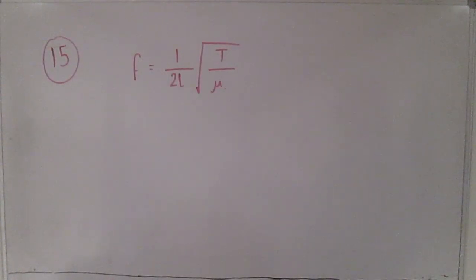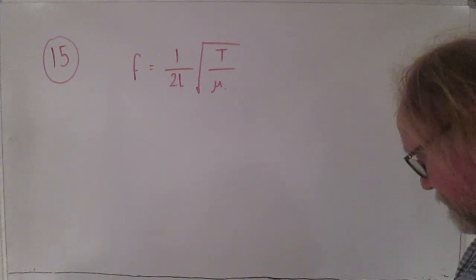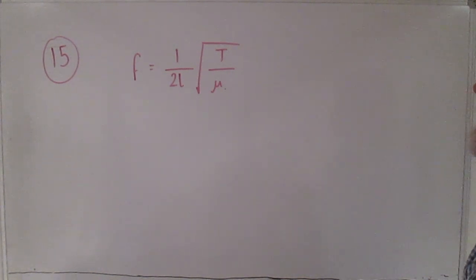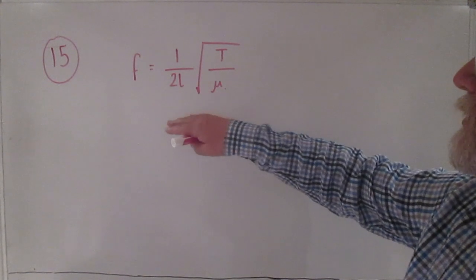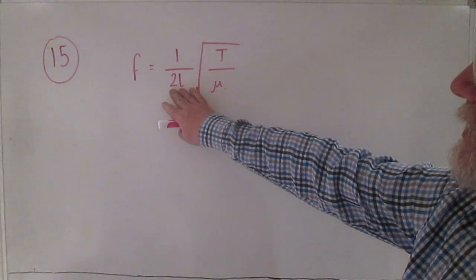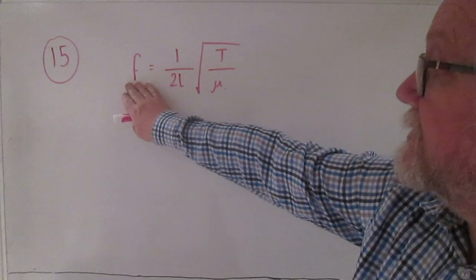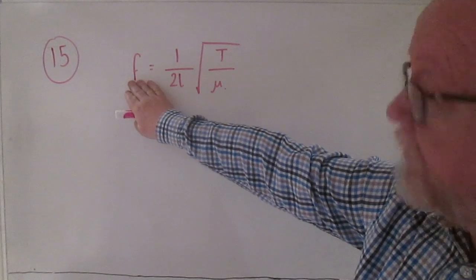Alright, question 15. This is actually a pretty mean question for 1 mark, but as soon as you see that it's to do with tension and frequency, that's going to be the relationship that you're going to use, which remember is there on your datasheet. And basically what we've got to do here is look at a situation where we want the frequencies to be the same for these two strings.